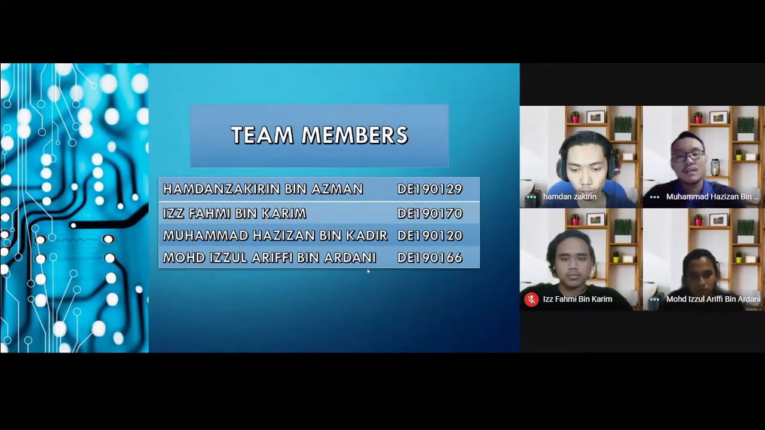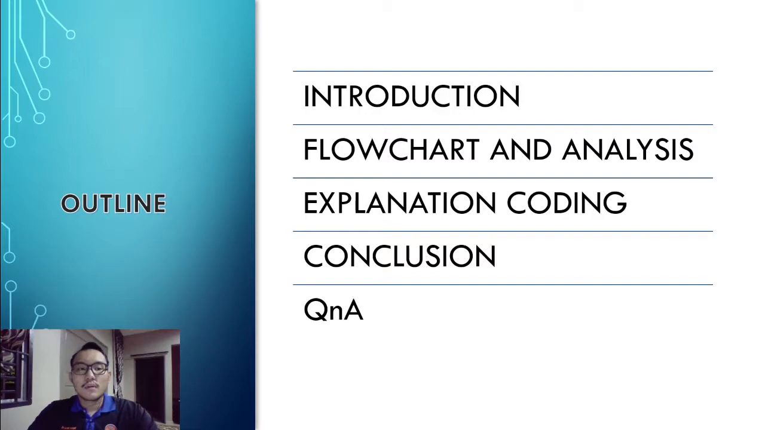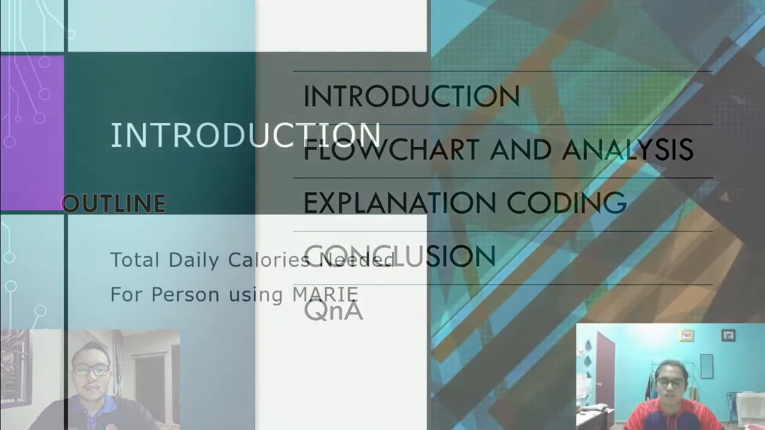Next I will pass to the next presenter to introduce our project. First of all, I will tell you about the content of our presentation. This is our outline. First is the introduction, then the flowchart and analysis, then an explanation of the coding, then the conclusion of our project, and finally the Q&A.